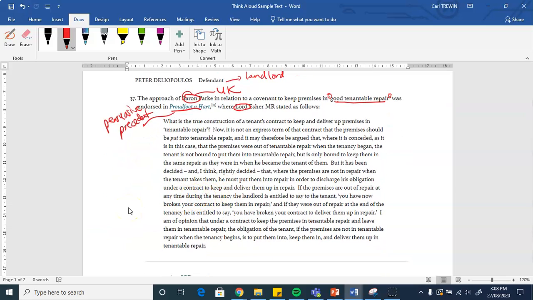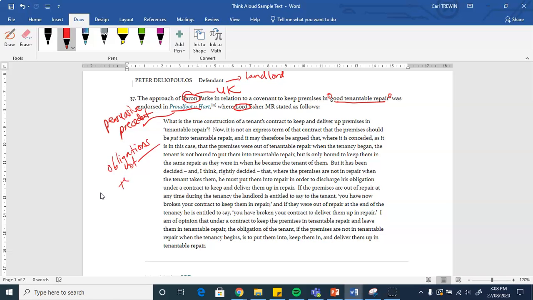What is the true construction of a tenant's contract to keep and deliver up premises in tenantable repair? Now, it is not an express term of that contract that the premises should be put into tenantable repair, and it may therefore be argued that, where it is conceded, as it is in this case, that the premises were out of tenantable repair when the tenancy began, the tenant is not bound to put them into tenantable repair, but is only bound to keep them in the same repair as they were in when he became tenant of them. Okay, so interesting here, they're talking about what are the obligations of the tenant rather than the landlord. But I wonder if the judge is going to take that principle and turn it on its head.